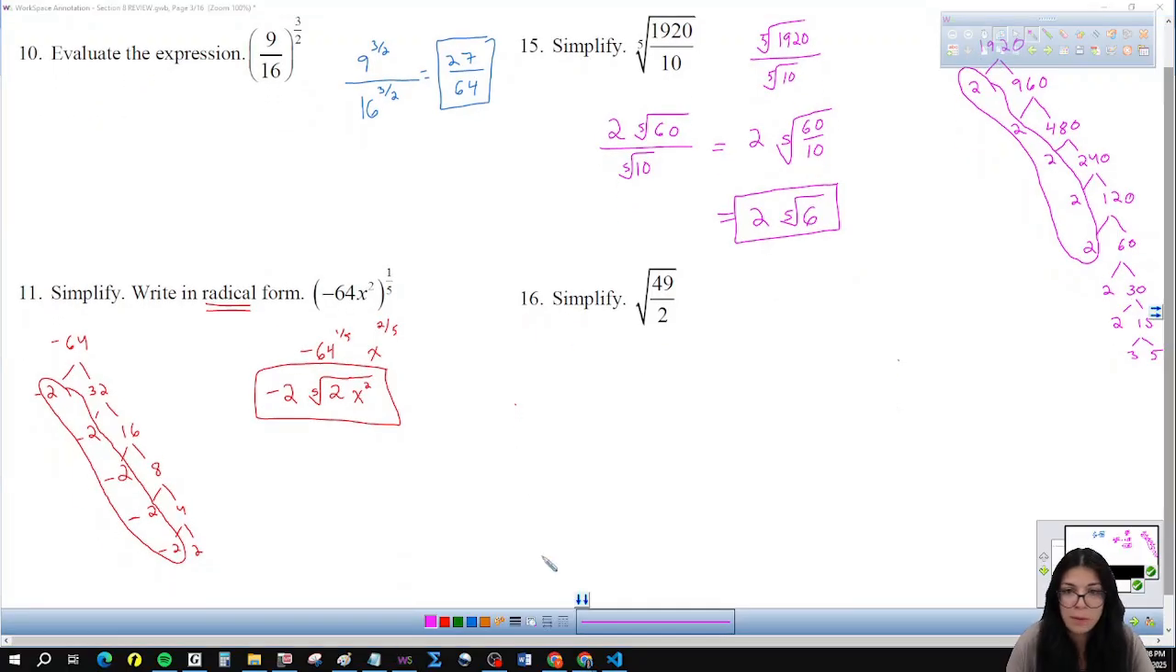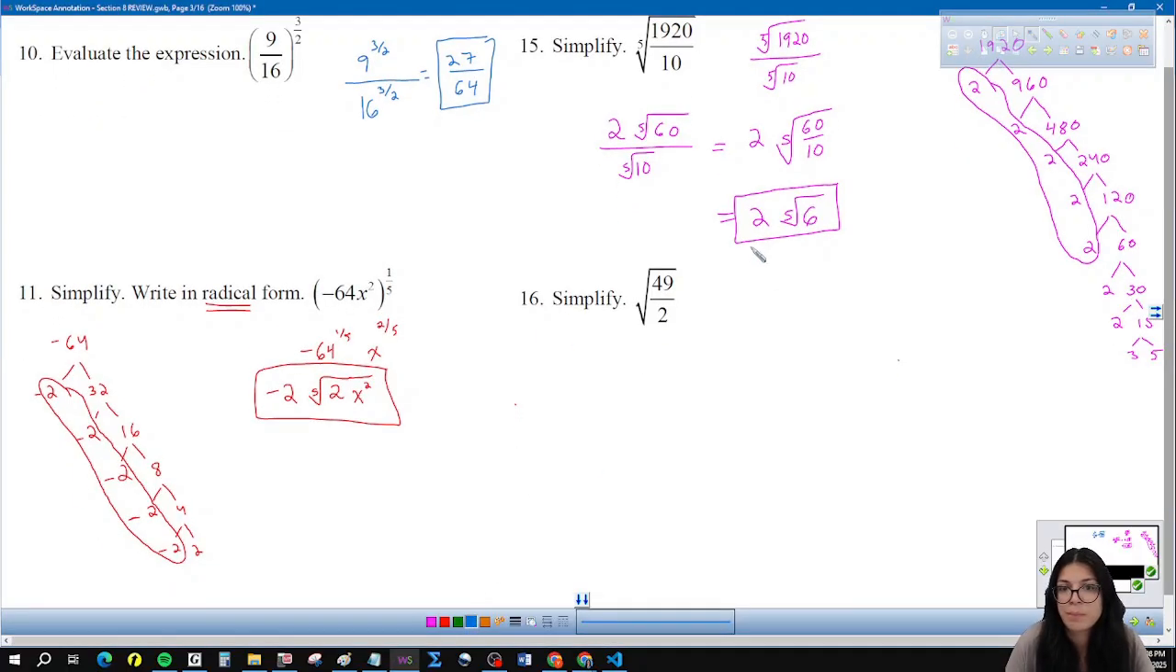All right, moving right along for number 16. We have the square root of 49 over the square root of 2. Now, obviously, the square root of 49 is 7, since 7 squared is 49. And then in the denominator, the square root of 2 cannot simplify because 2 is just 2. However, remember, you cannot circle this as your answer because you cannot have a radical in the denominator.